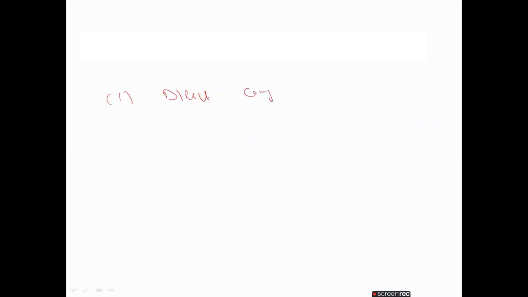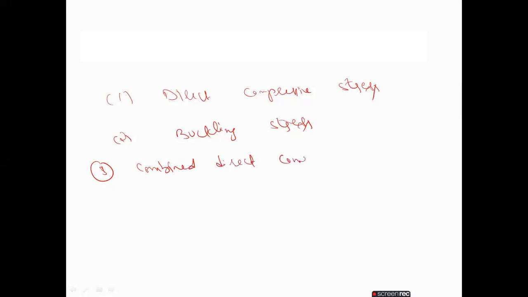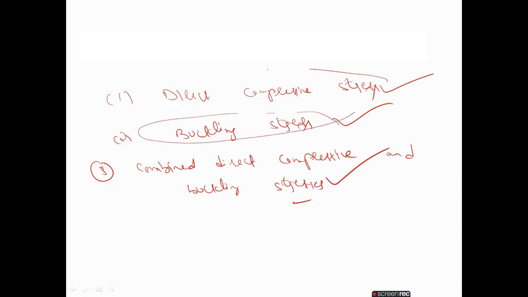I will write again. The failure will happen due to direct compressive stress, buckling stress, or combined direct compressive and buckling stresses. So the failure will happen here. Maybe it happens in the long columns, and this one happens in the short column. This is the concept of the short column and long column.